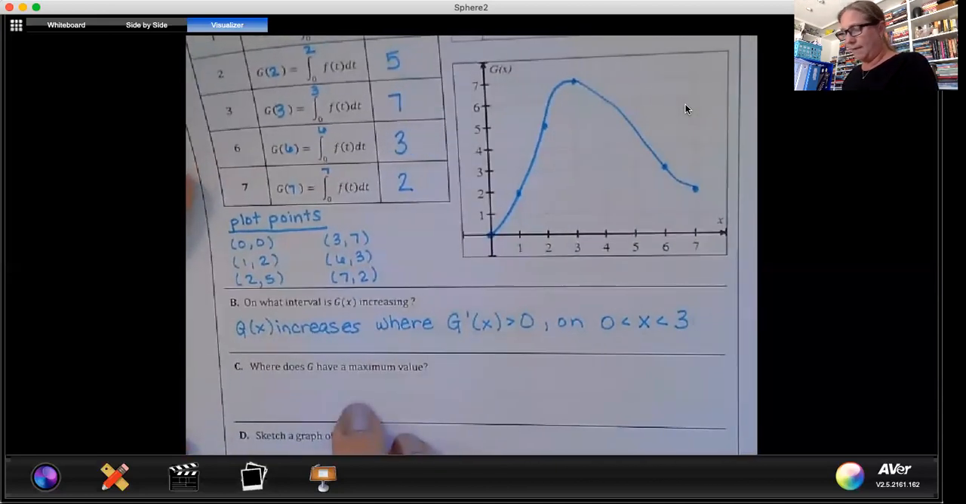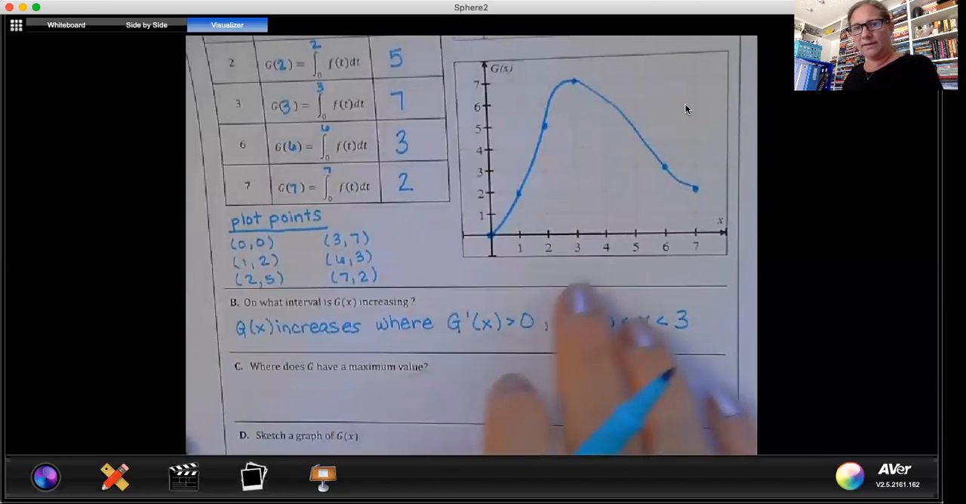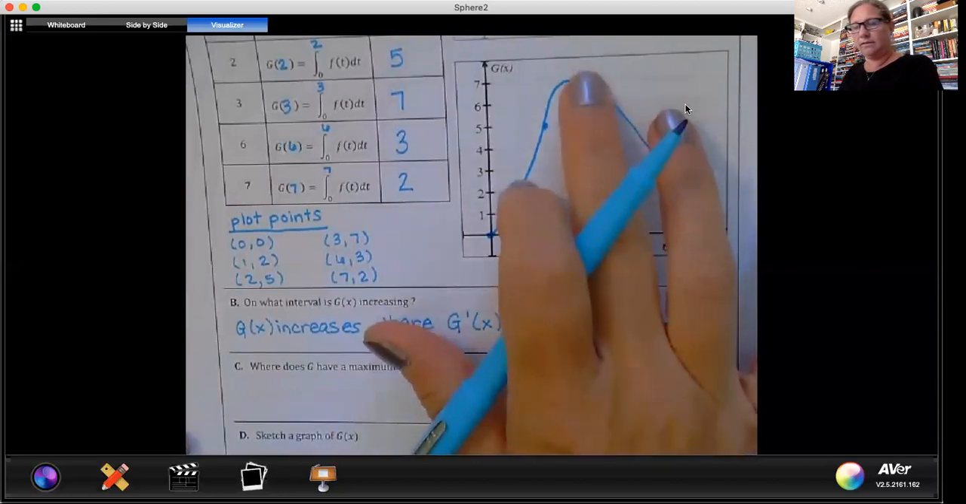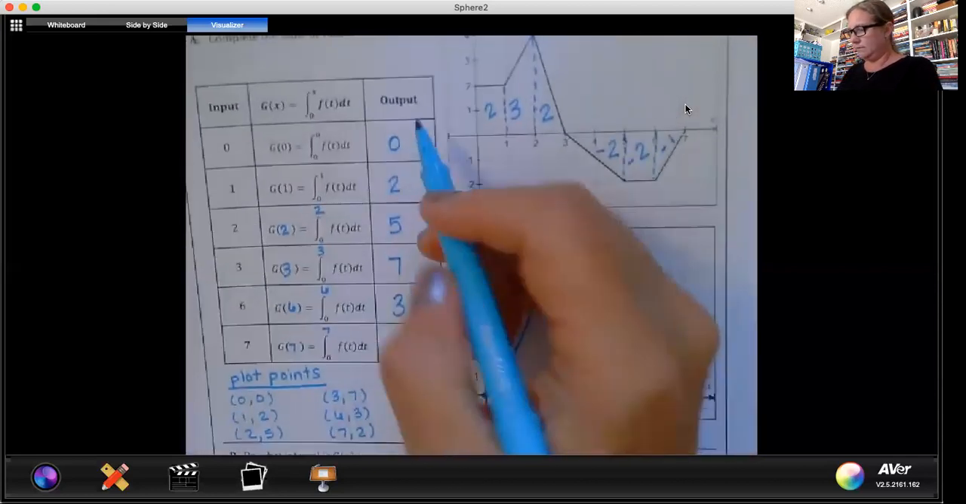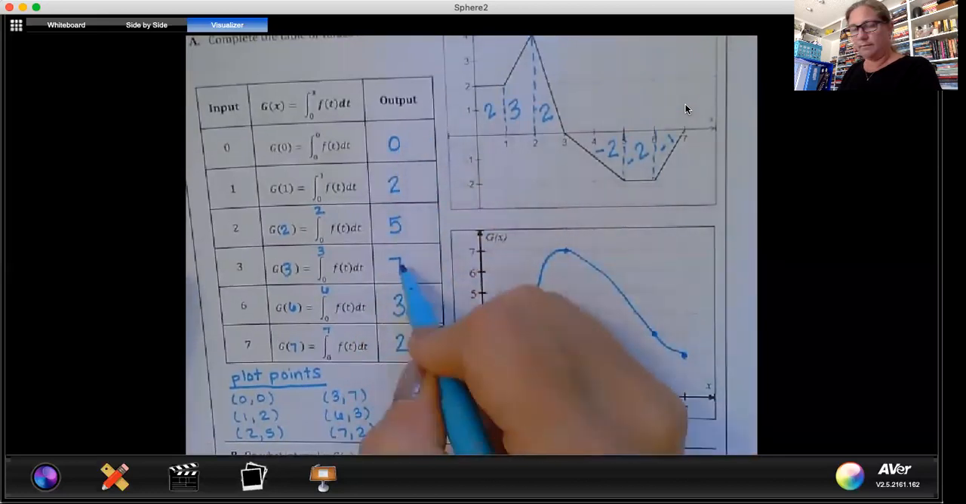And where does g have a maximum value? Well, obviously on our graph, it's 3, 7. But what if you didn't have a graph? You look at your output. The biggest number is 7, so that was your maximum.